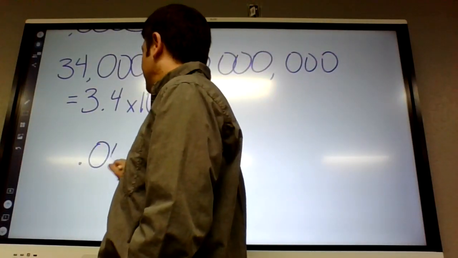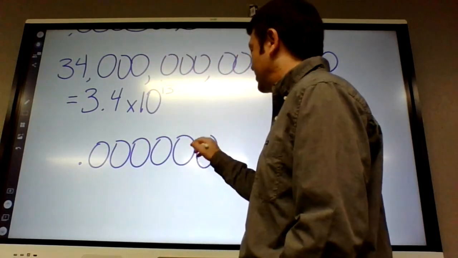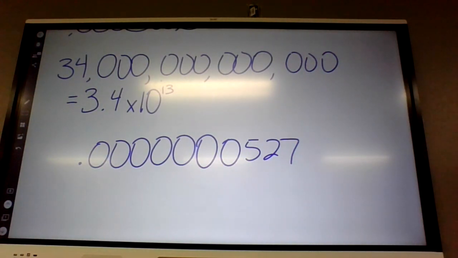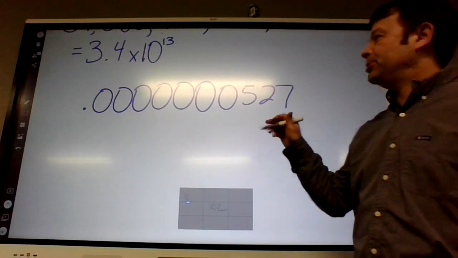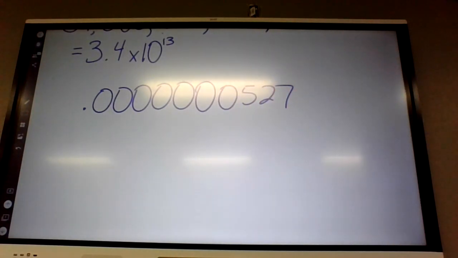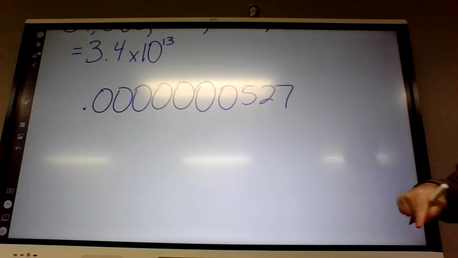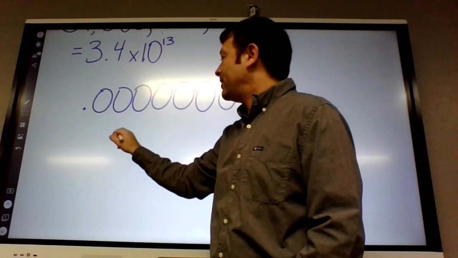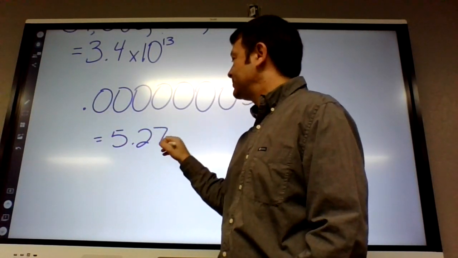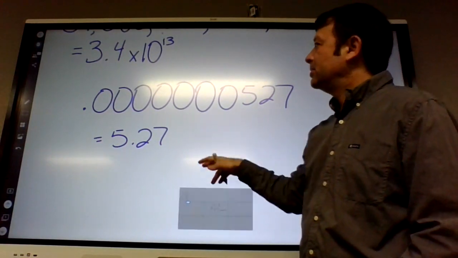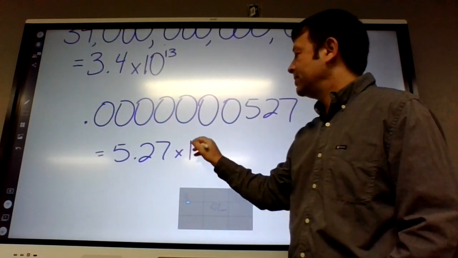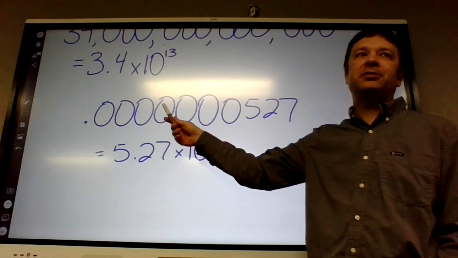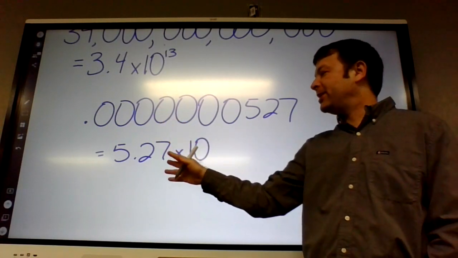Sometimes you get really, really tiny numbers also that are really hard to write because they're so small. So you also use scientific notation in this. You put the decimal right after the first non-zero digit. So the first non-zero digit is 5, so it's 5.27 times 10. Okay, so is 5.27 bigger or smaller than the original number? It's a lot bigger. So to make up for it, I have to use negative exponents.